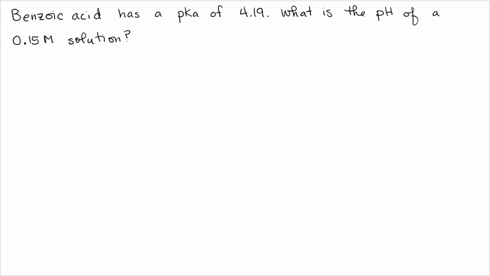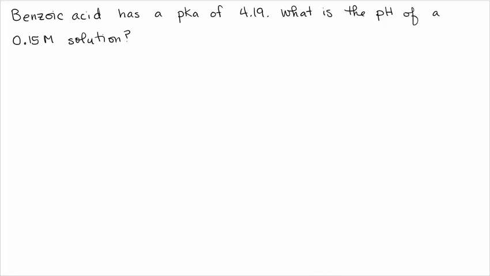Benzoic acid has a pKa of 4.19. What is the pH of a 0.15 molar solution? So again, let's delve into this and figure out each piece to help you out along the way when you're on your own with these. Benzoic acid has a pKa of 4.19.